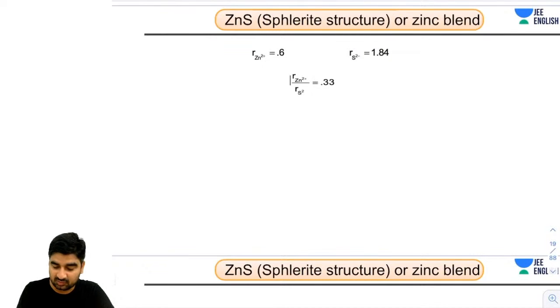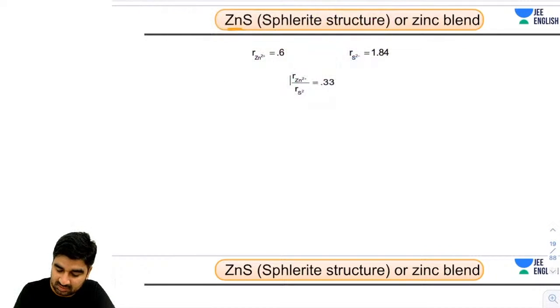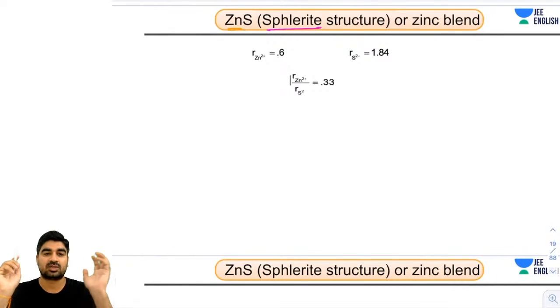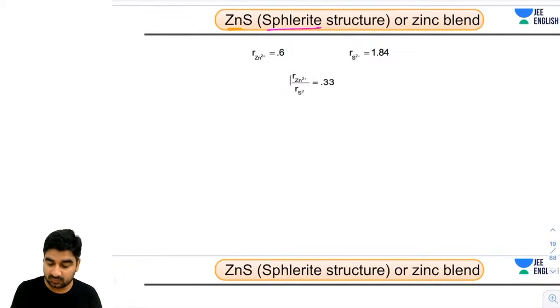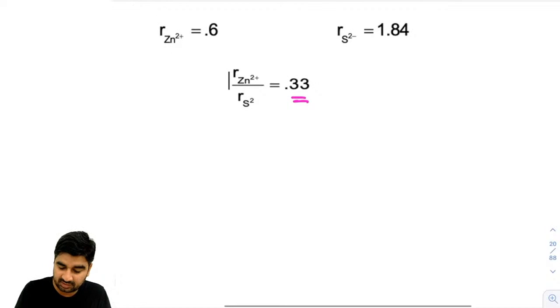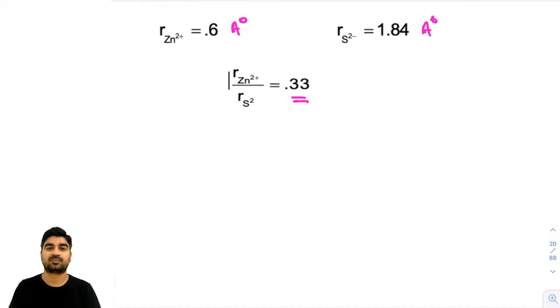So first let me tell you about ZnS. Actually ZnS has two types of structure. One is sphalerite and the second one is wurtzite. The wurtzite structure is hexagonal and that is not part of your syllabus. So we will do the sphalerite type. Now the radius ratio of this is 0.33. This is the radius ratio of Zn2 plus to S2 minus.